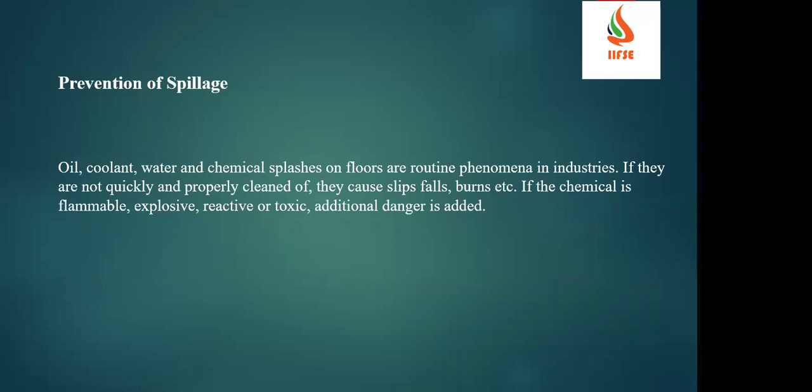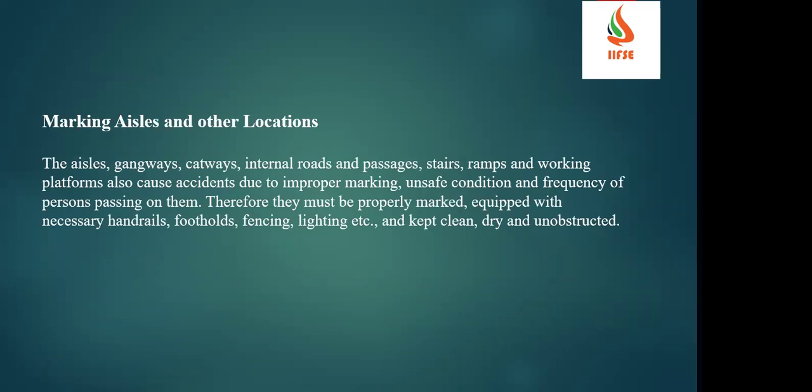Then is prevention of spillage. Oil, coolant, water, and chemical splashes on floors are a routine phenomenon in industries. If they are not quickly and properly cleaned off, they cause slips, falls, burns, etc. If the chemical is flammable, explosive, reactive, or toxic, additional danger is added. So we have to prevent spills so that we can avoid all these incidents.